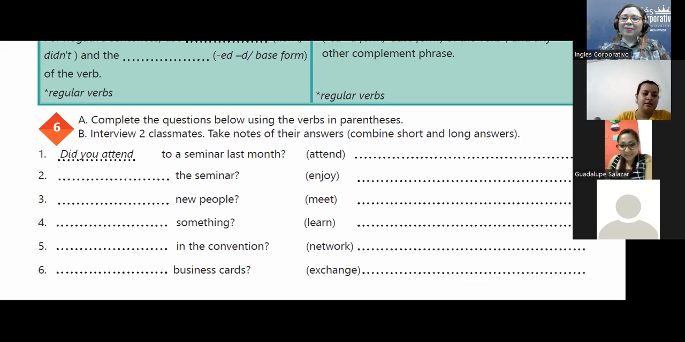Did you exchange business cards? Yes, I did. Okay, great. Thank you very much, girls.